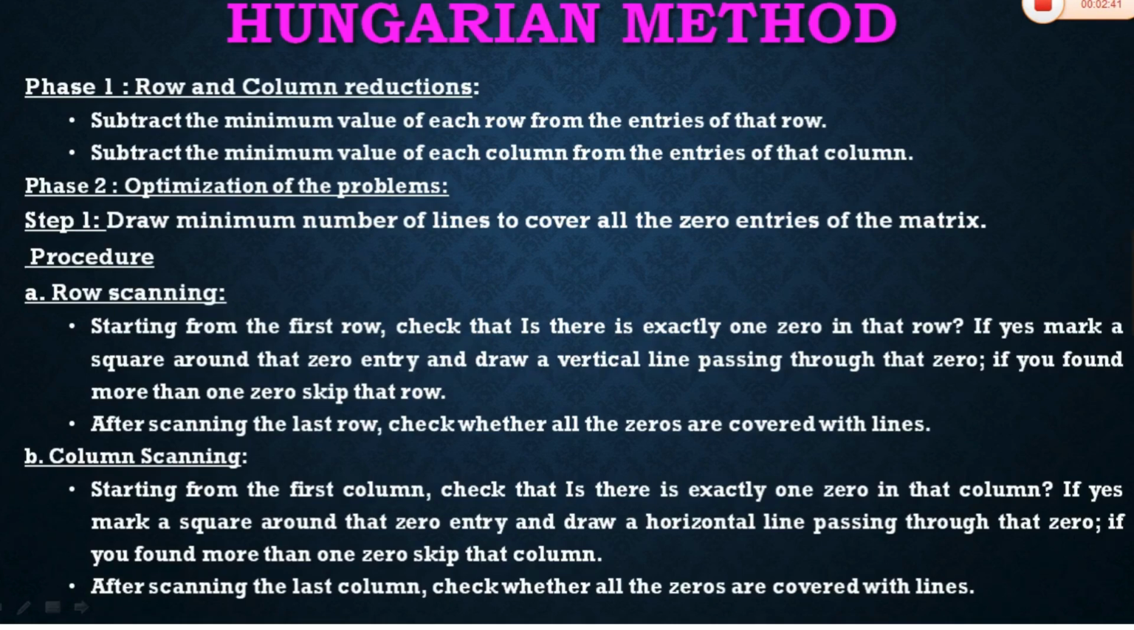After scanning the last row, check whether all the zeros are covered with lines. Then we have to do column scanning. In column scanning, starting from the first column, check that if there is exactly 1 zero in that column. If yes, mark a square around that zero entry and draw a horizontal line passing through that zero. If you found more than 1 zero, skip that column. After scanning the last column, check whether all the zeros are covered with lines.